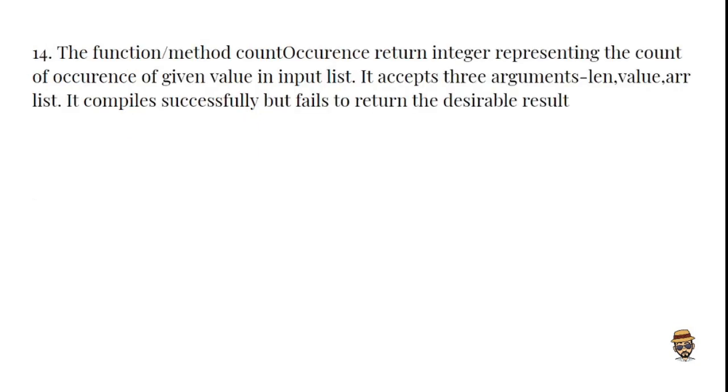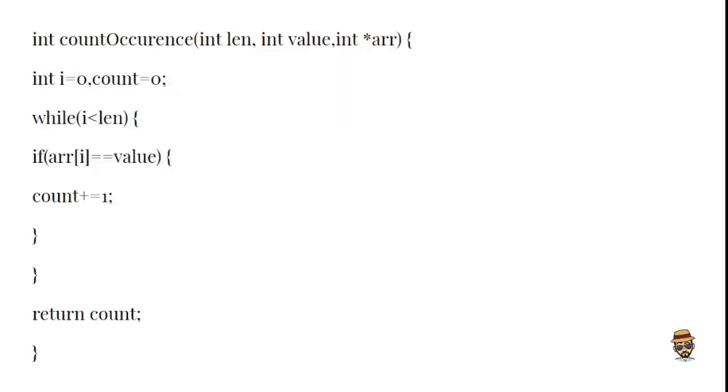So let's move to the next question, which is: the function method countOccurence returns an integer representing the count of occurrences of a given value in the input list. Alright, so now let's look at the error code. So guys, this is the error code. Pause the video, find out the error in the code. So the error in this code is that it forgets to increment the I. So we just have to increment the I here.